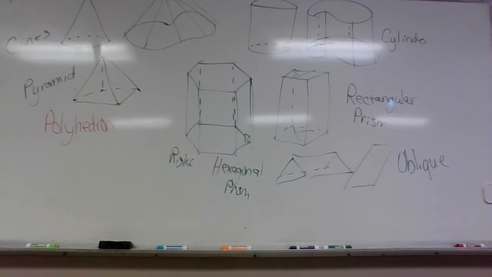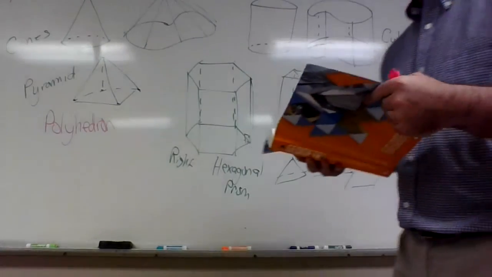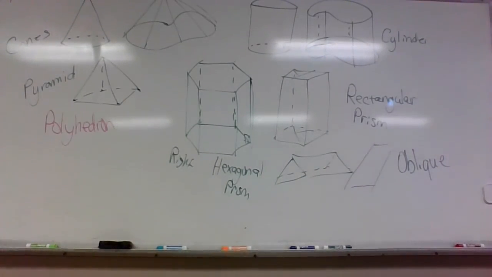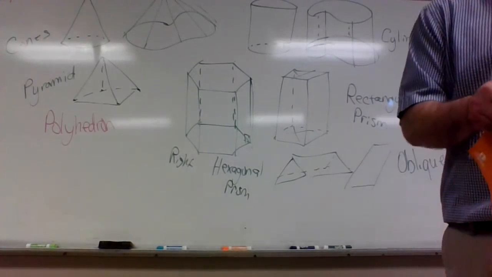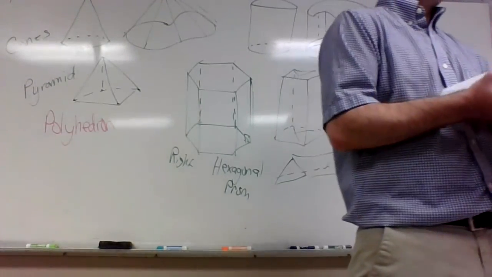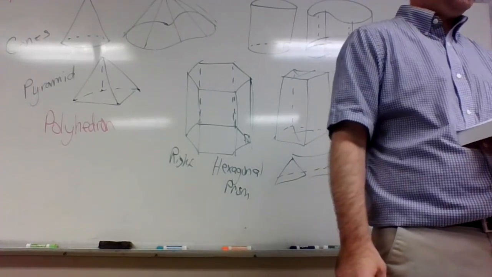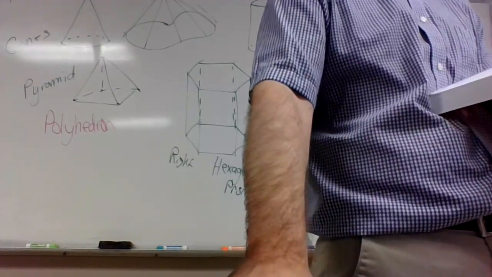What's the shape of it though? 18 is not a triangular pyramid. You name it based on the base. Pentagonal pyramid. What shape is the base? Pentagon. Alright, go ahead and finish that, guys.